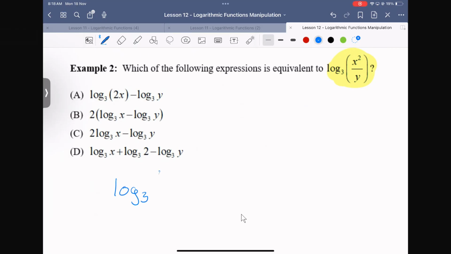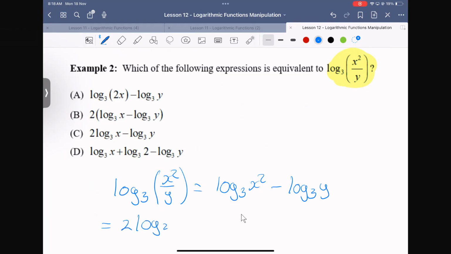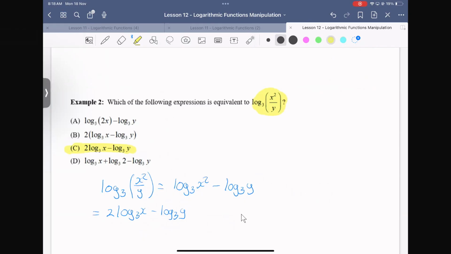So let's take this one. We've got x squared over y. So we're going to have log base 3 of x squared minus log base 3 of y, which means we're going to have 2 log base 3 of x minus log base 3 of y. Then I'm going to look up and see, do I have anything that looks like this one? C. C is the correct answer.